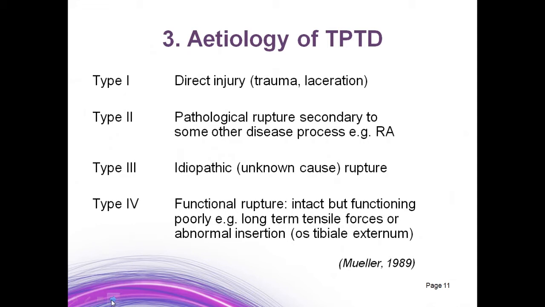And type 4 is a functional rupture. This is where the tendon is actually still functioning, but it's functioning poorly. So it's not totally ruptured, it's partially torn. However, some of the tendon fibres are still intact and it is still able to perform to a degree.